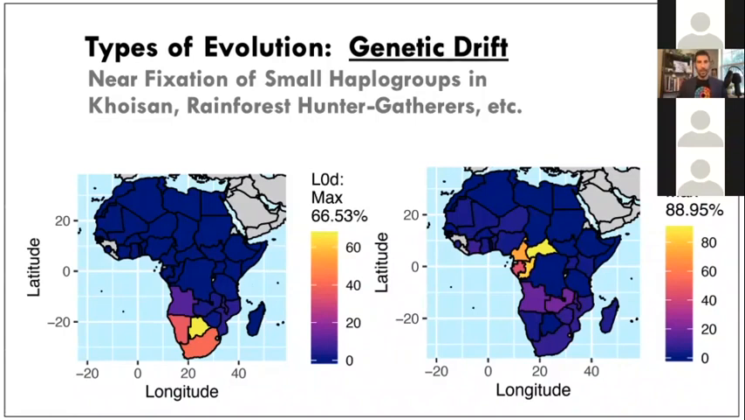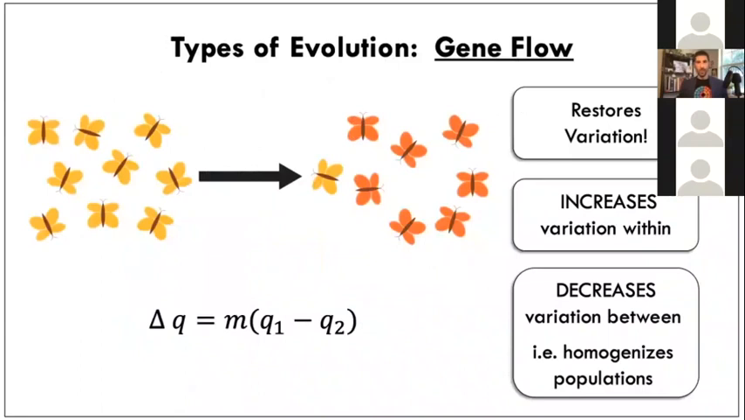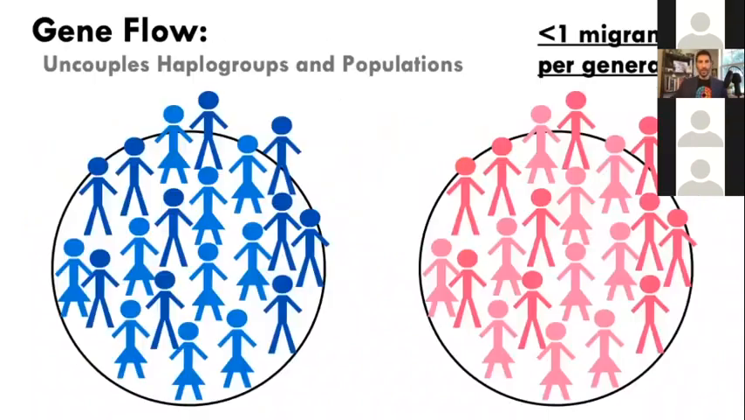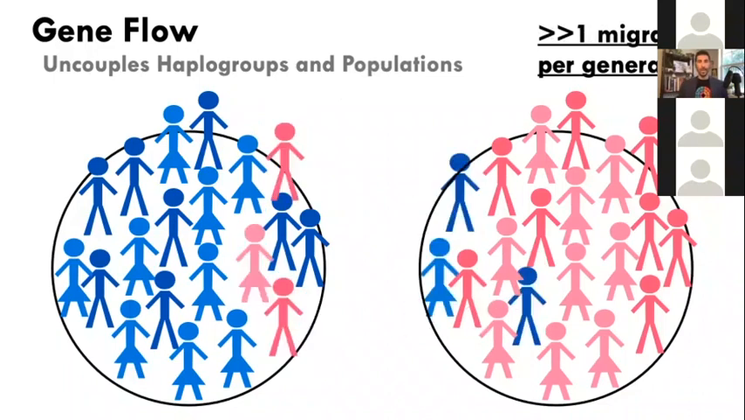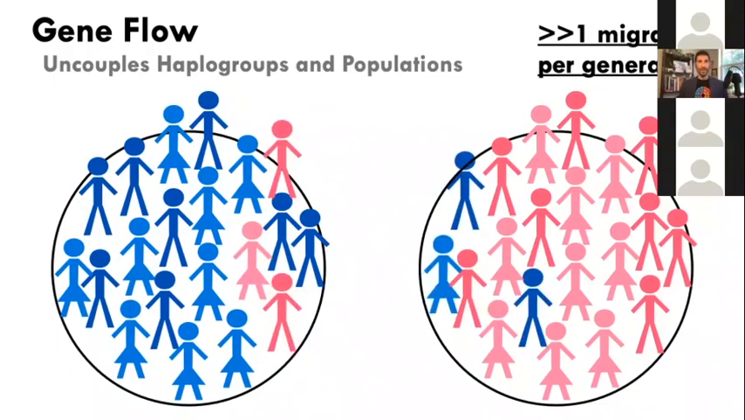Gene flow is kind of the opposite of drift. Whereas drift removes variation, gene flow restores it. It homogenizes populations. It makes them more similar to each other. And this is relevant for haplogroups again, because it's the reason that many times haplogroups don't correspond perfectly, or sometimes at all, to populations, because you can get one migrant moving between populations that might be a maternal ancestor of a whole subclade of a haplogroup. And therefore, you get this decoupling between haplogroups and populations. And of course, it doesn't take many migrants, but if you have many, it exacerbates that.